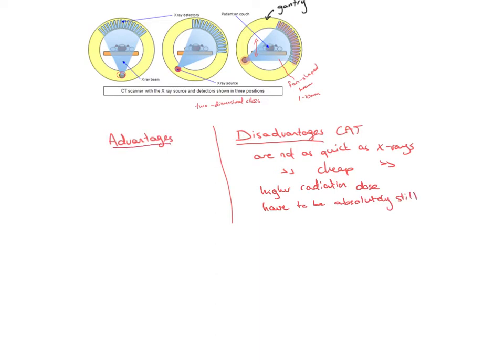So for advantages, however, you can get a 3D image, three-dimensional image, which helps determine size, location of tumors or problems in general. And also, CAT scans have the ability to distinguish between soft tissues of similar absorption coefficients easily compared to X-rays.